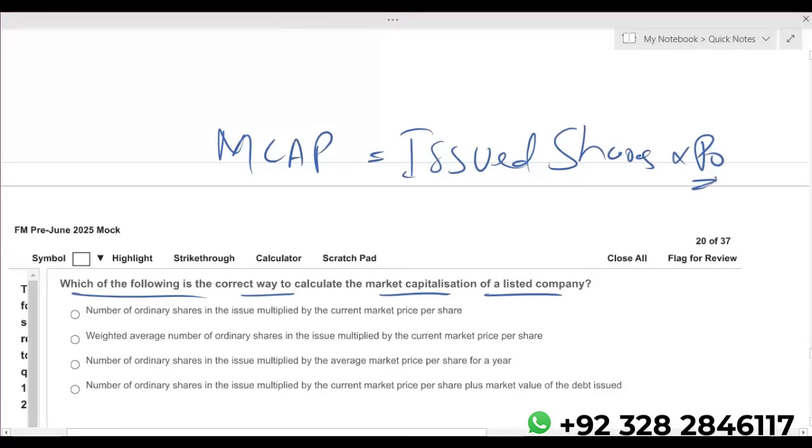You're a listed company. You have your current market share price. Issued shares multiplied by the current price. Number of ordinary shares in issue multiplied by the current market price per share. Perfect, perfect. Let's read others as well.